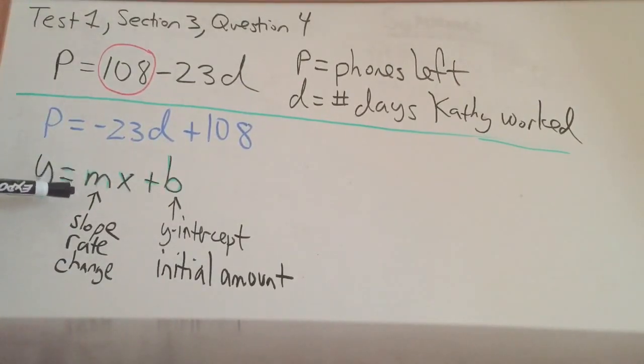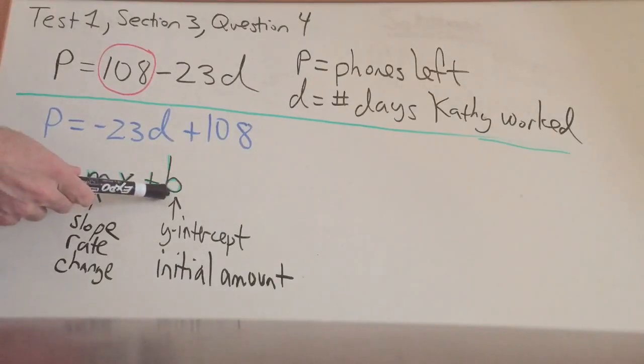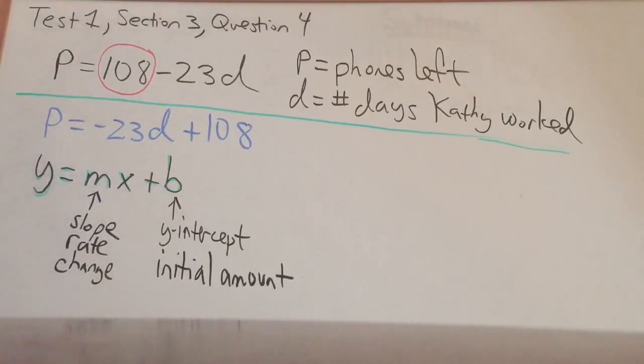Now, the number m in this equation, in addition to being the slope, in word problems tends to also represent a rate or a change or a rate of change. It's the rate of change of the dependent variable, y, with respect to the independent variable, x. Again, in word problems, b tends to represent an initial amount. Okay, so let's jump to the problem now.